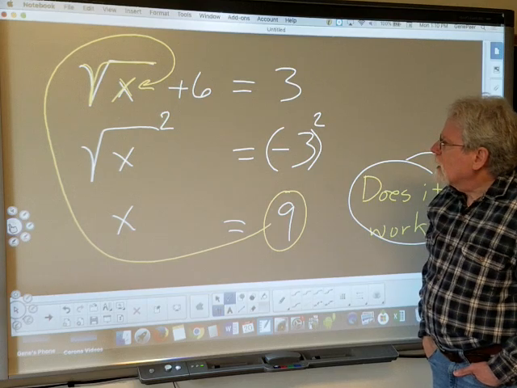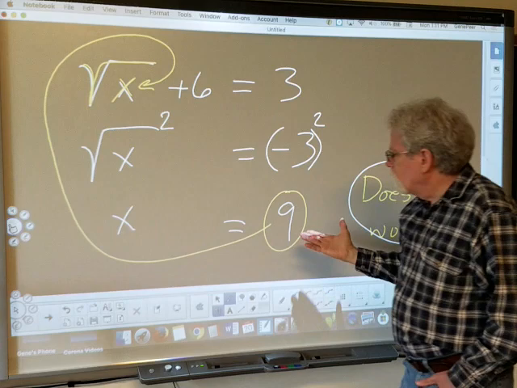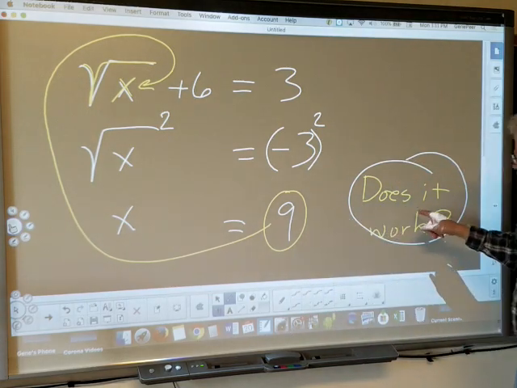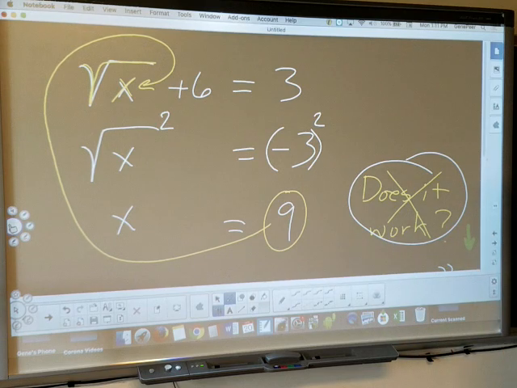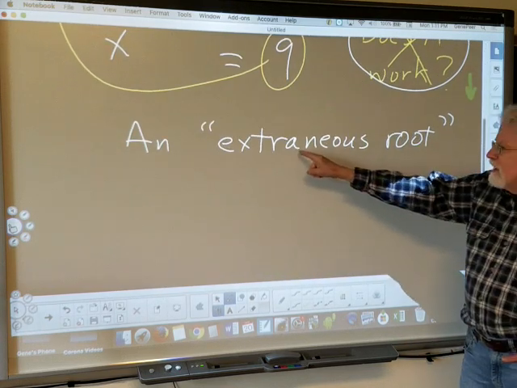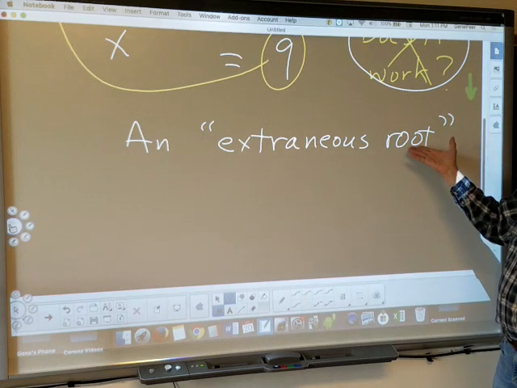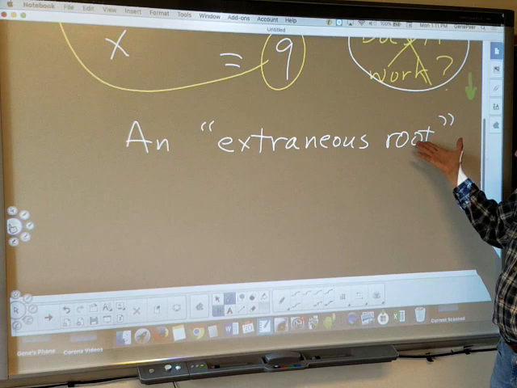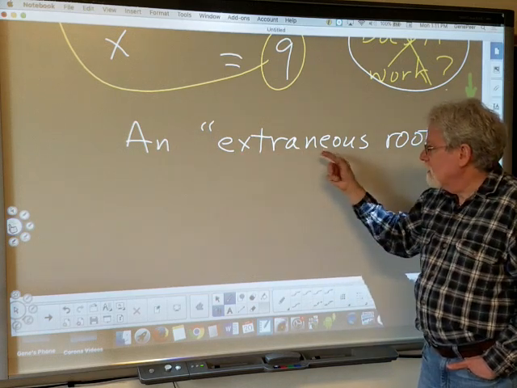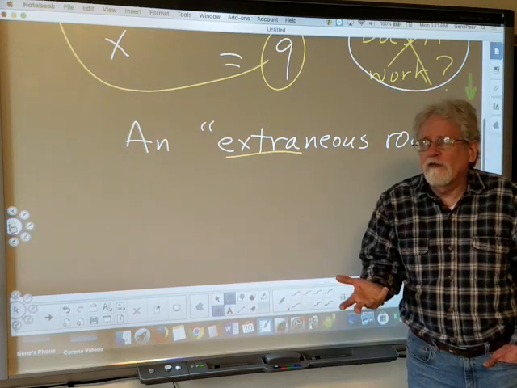We got a wrong answer. We did not break any rules, but we got a result that does not work. Because this one does not work, no good, we call it an extraneous root. A root is the fancy word we give to answers to these things. And extraneous implies it's an extra answer. It's an answer that is not real.